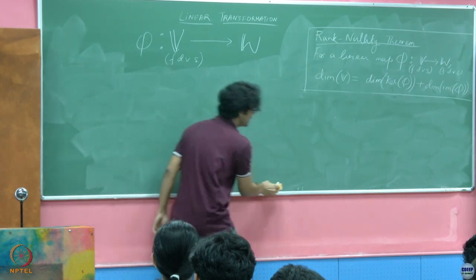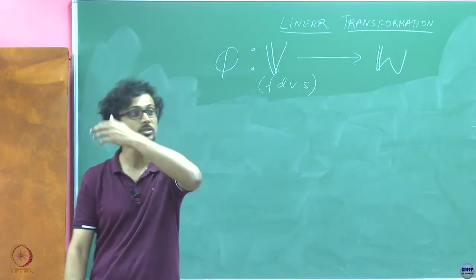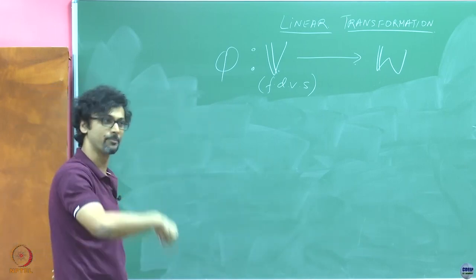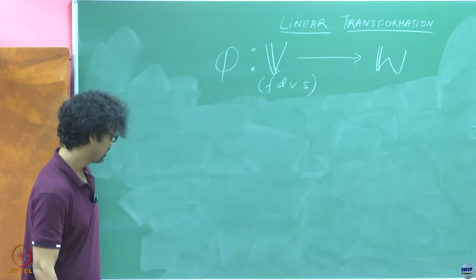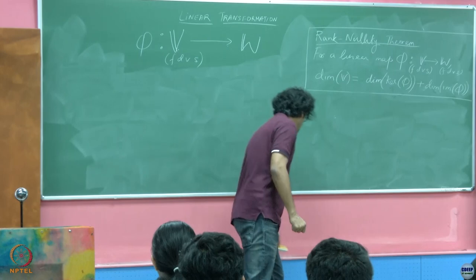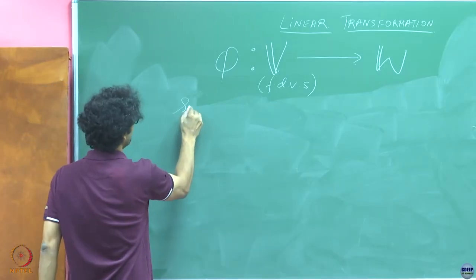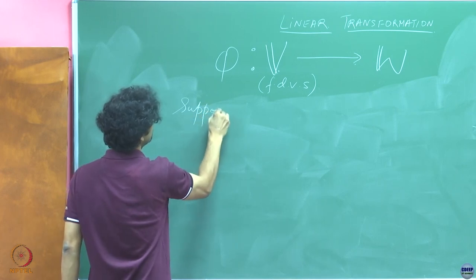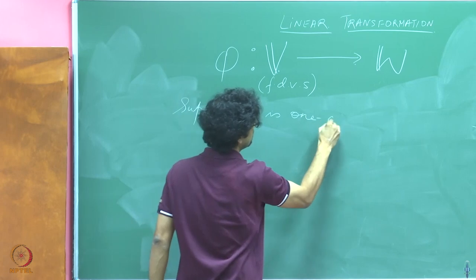Let us now see some implications of this rank nullity in the context of one-to-one and onto maps. So I think it's by now absorbed. Okay, let me leave it there for the moment. And now let us say that you have, suppose phi is 1-to-1.